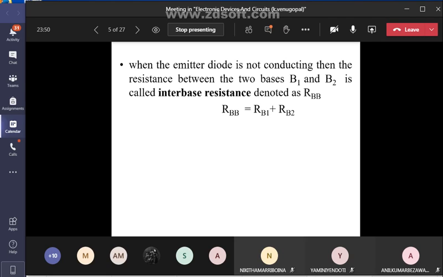When the emitter diode is not conducting, the resistance between the two bases B1 and B2 is called interbase resistance. It is denoted as RBB. So RBB equals RB1 plus RB2.